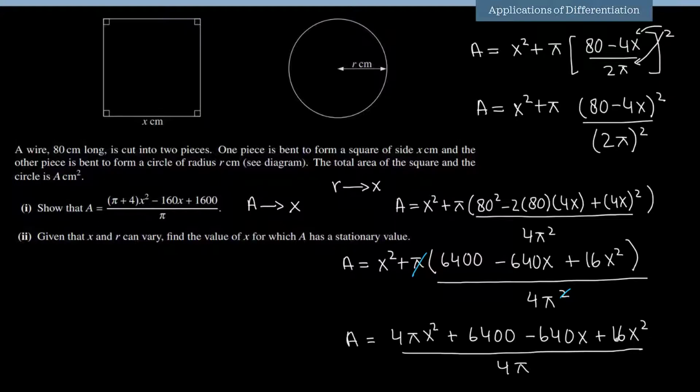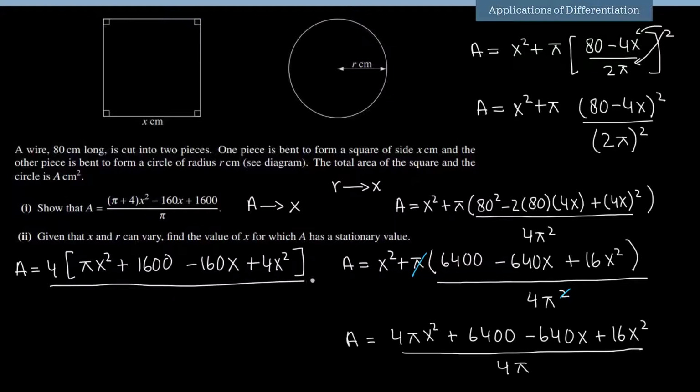So to simplify this further, I'll take 4 common in the numerator, and that would give me area is equal to 4 times (pi x square plus 6400 divided by 4 is 1600, so plus 1600, minus 640 divided by 4 is minus 160, so minus 160x, and 16 divided by 4 is 4, so plus 4x squared), divided by 4 pi.